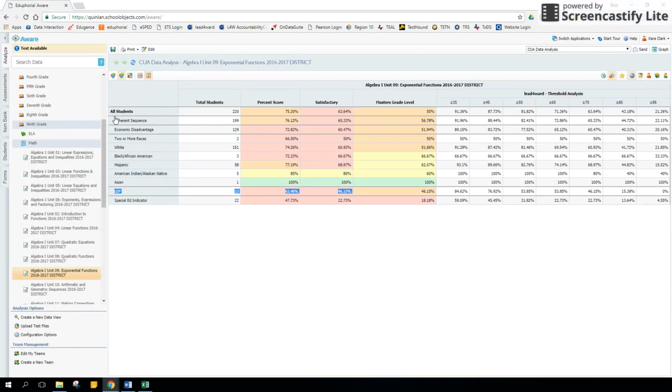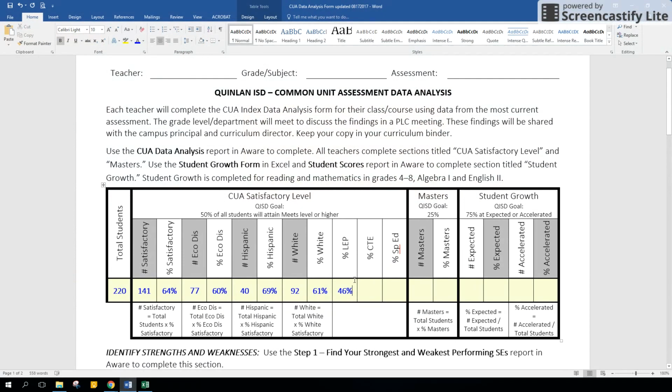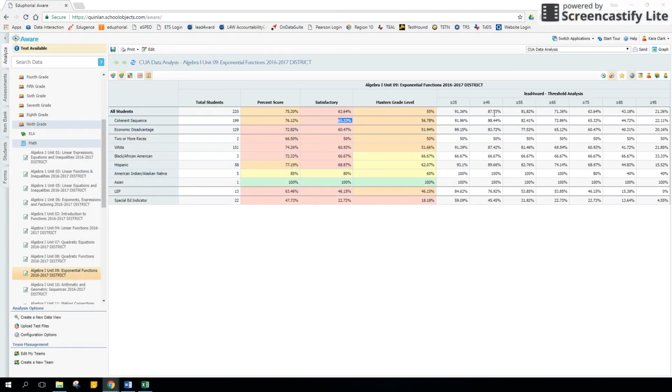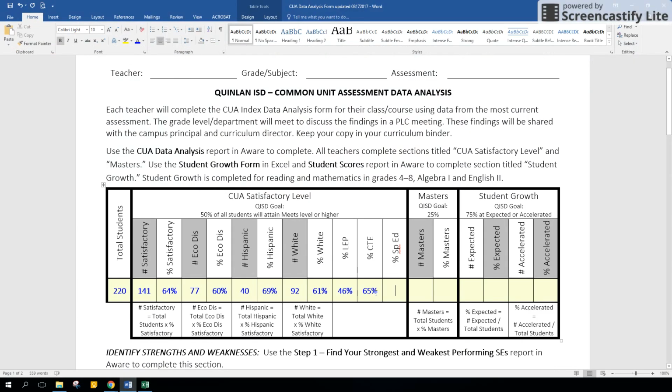Let's keep going. So CTE is going to show up as a coherent sequence, or it may say elective. We're at 65.33. Some record 65%. And last is special ed, and that is 22.73%. So we're going to round that up to 23%. So looking at the CUA satisfactory level, we see that our LEP students and our special ed students did not meet the goal of 50% of all students will attain MEETS level or higher.